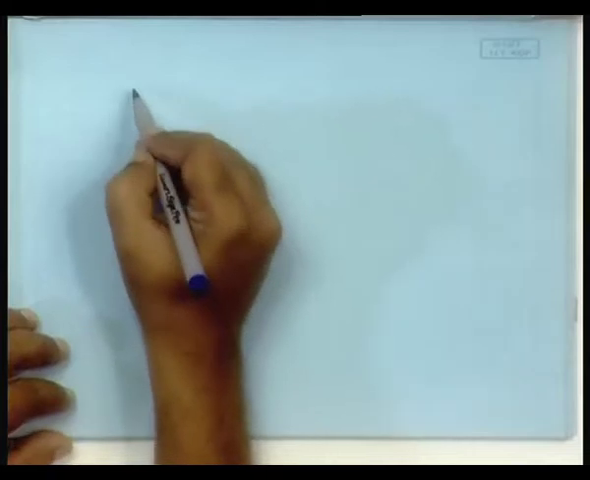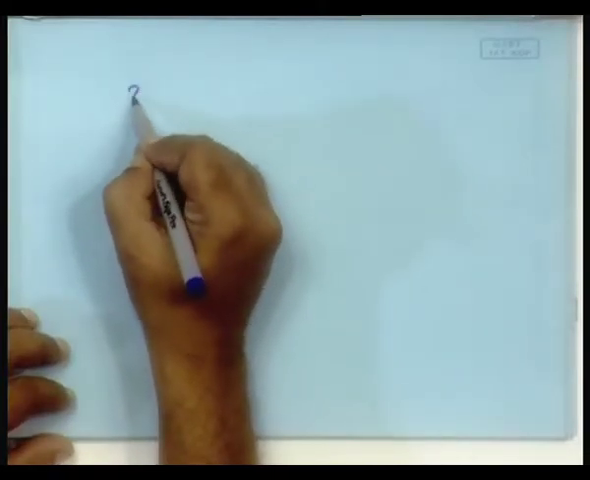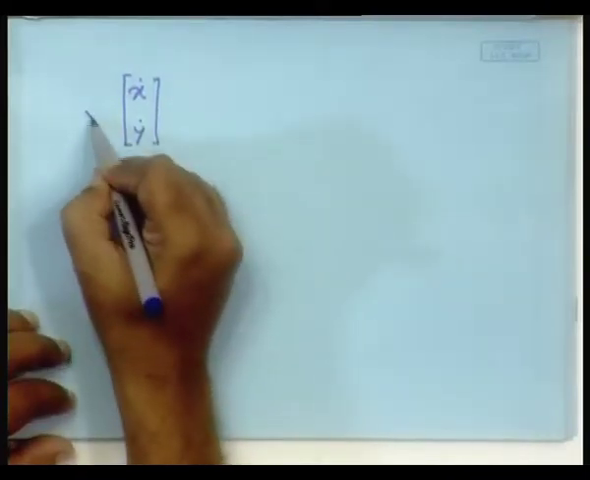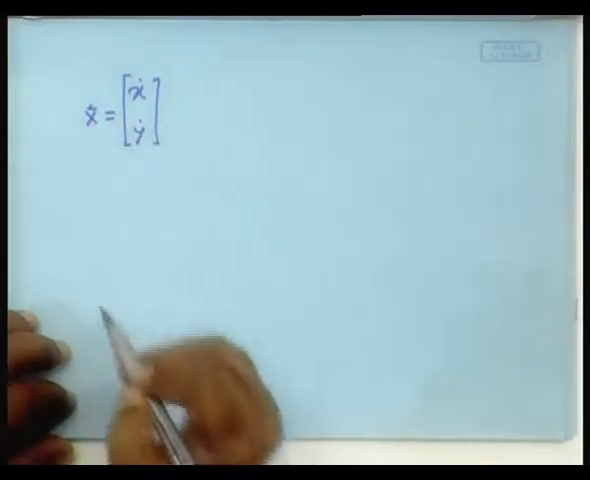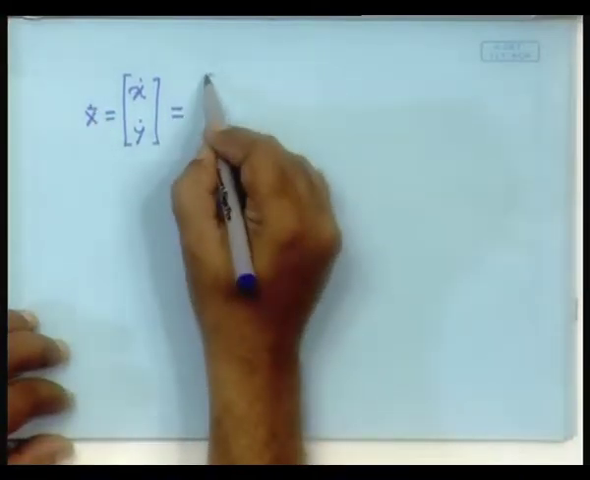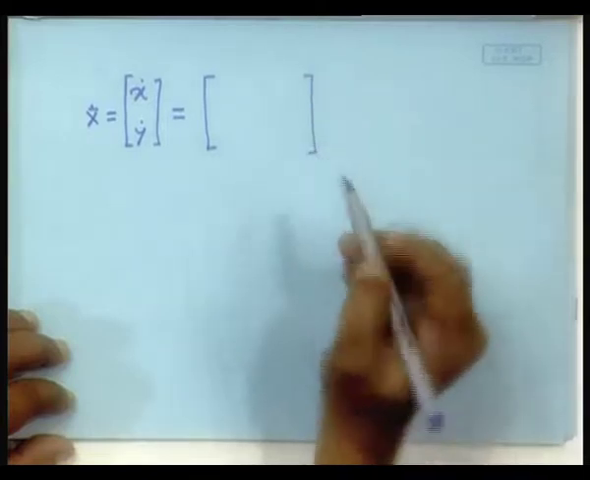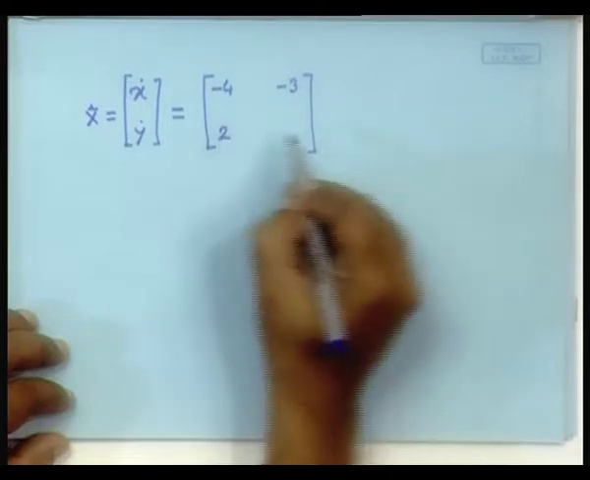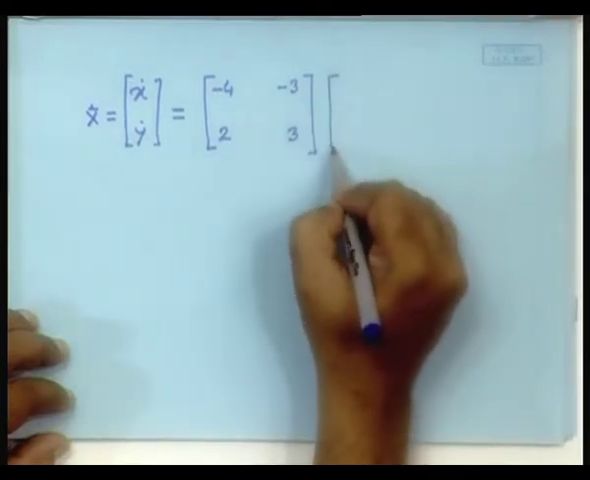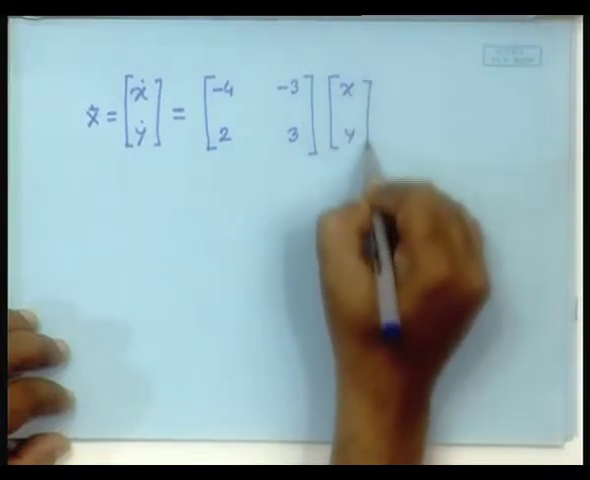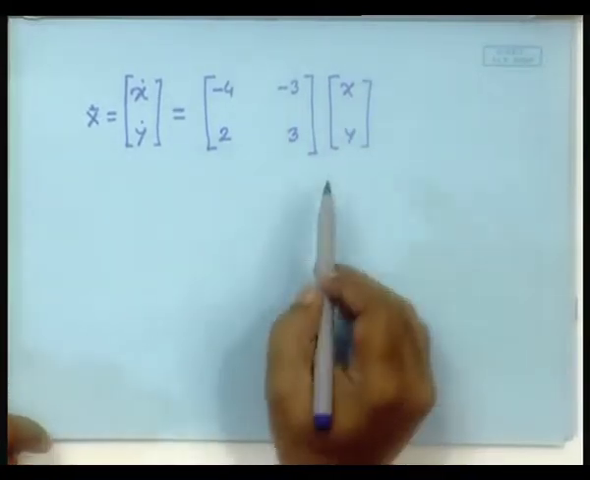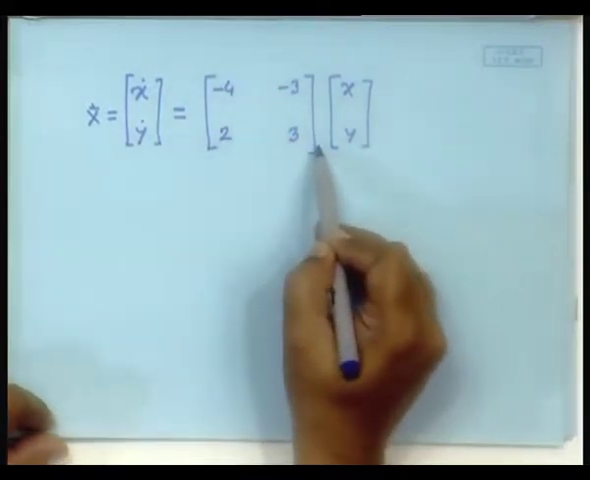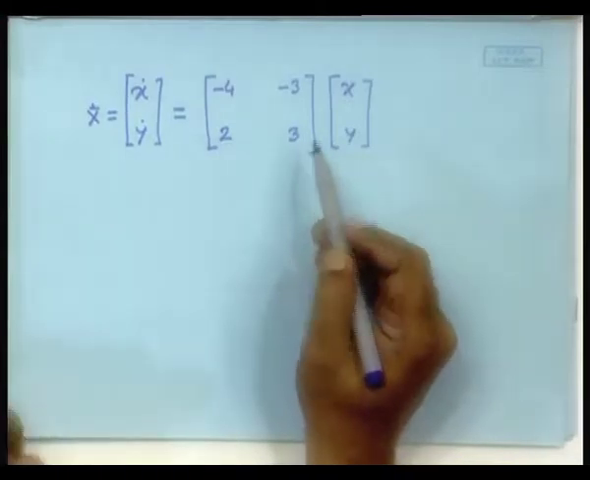Suppose you have an equation given as x dot, y dot, which is nothing but x dot vector equal to the matrix minus 4, minus 3, 2, 3 times x and y. What will you do? We will first obtain the eigenvalues and eigenvectors of this matrix. You know how to.